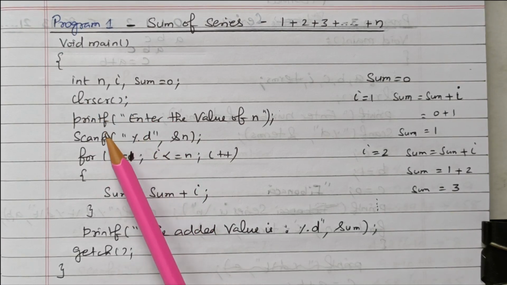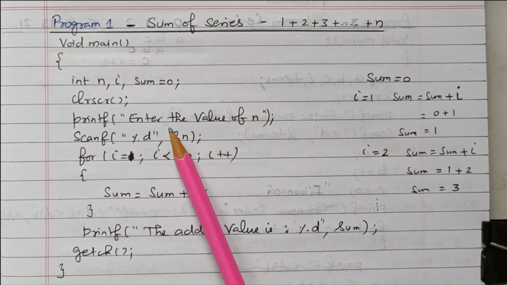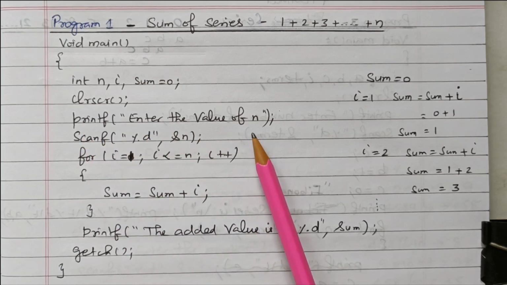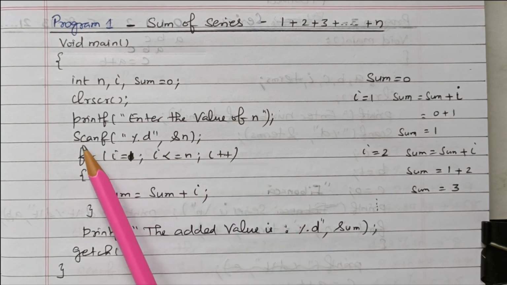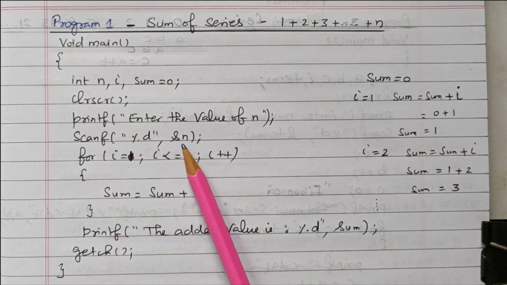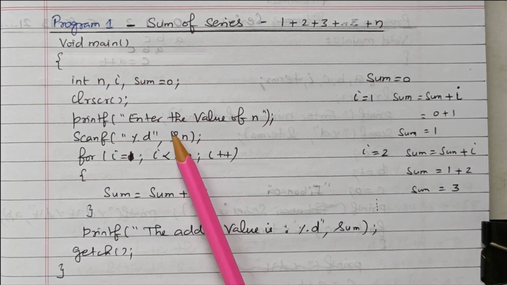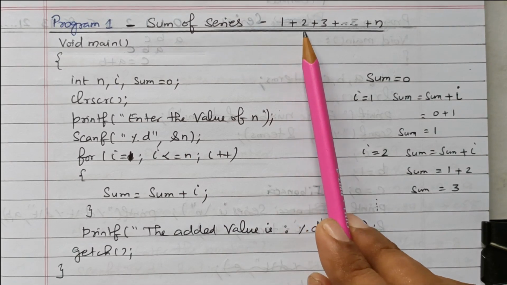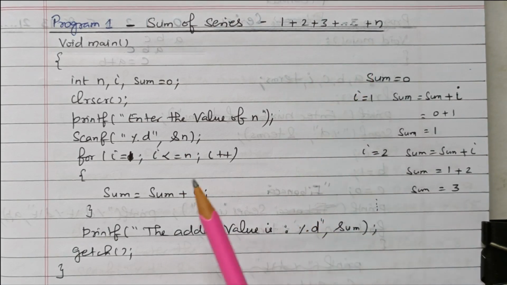After clearing the screen, we ask the user to enter the value of n. We need the value of n, so the user will enter the n value. Using scanf, we can scan the n value, with &n meaning the address of n. The value the user enters is stored in the variable n. Now how do we create this series 1 plus 2 plus 3 up to n? Using the for loop.